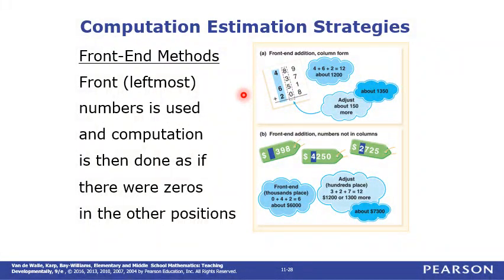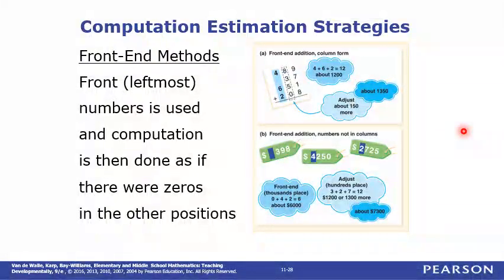Instead of going through that whole problem, we're just thinking about that leftmost number. So 4 plus 6 plus 2 is 12. But since that's in the hundreds place, that's about 1,200. But if we consider the other digits, 835, we make that adjustment of about 150 more, so that gets us to about 1,350.